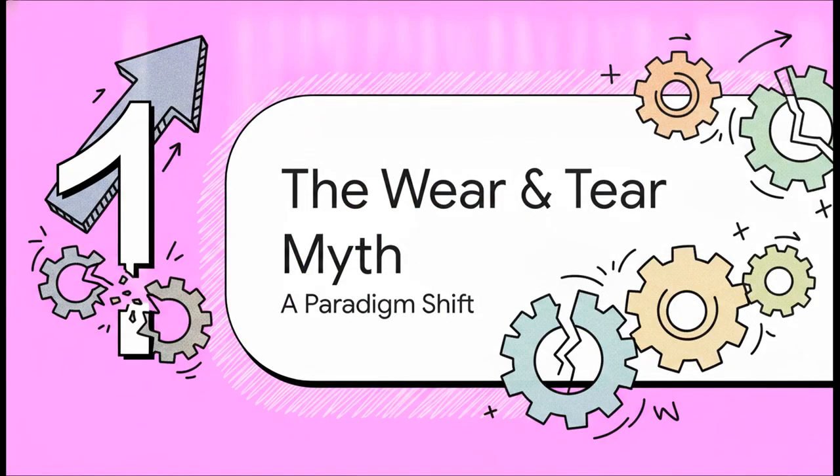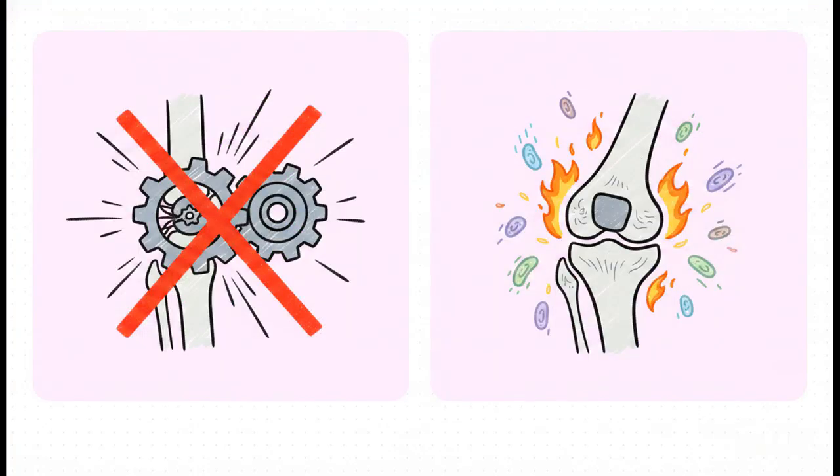Section 1. The wear and tear myth. Let's start with a massive paradigm shift that challenges what a lot of us were taught in training. For decades, we misnamed this condition degenerative joint disease and basically brushed it off as just passive wear and tear. Well, scratch that. That is a total myth.